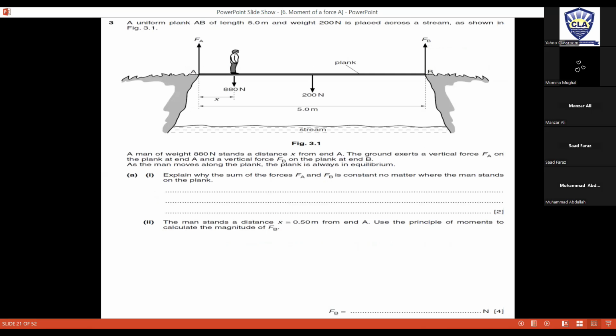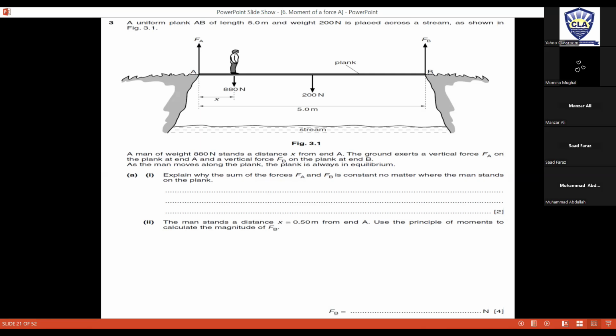Again, a similar question. We have a plank. The weight of the plank is 200 newtons, and a person is standing at a distance X from A. His weight is 880 newtons. They ask us that the sum of the forces Fa plus Fb is always constant.